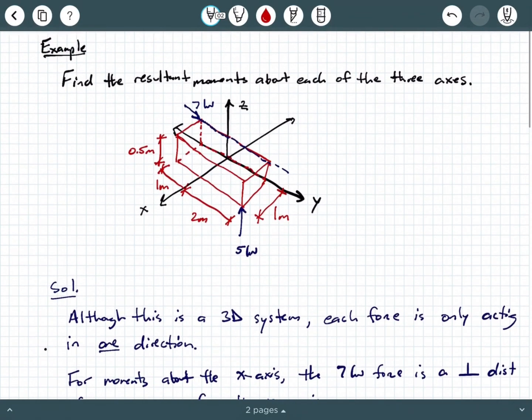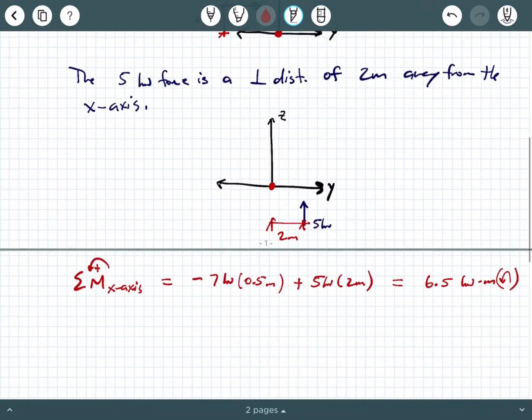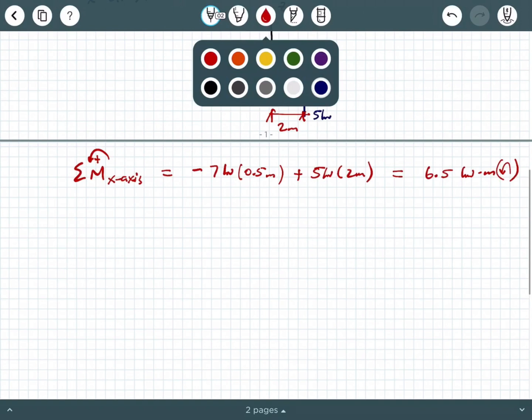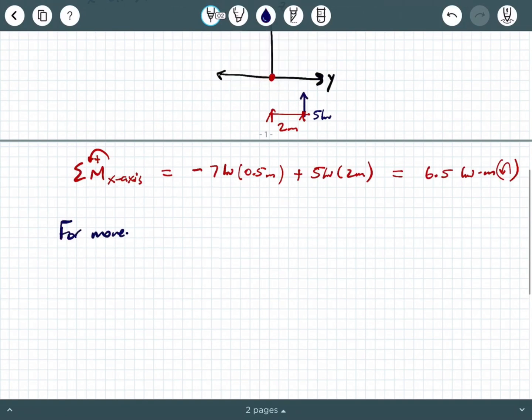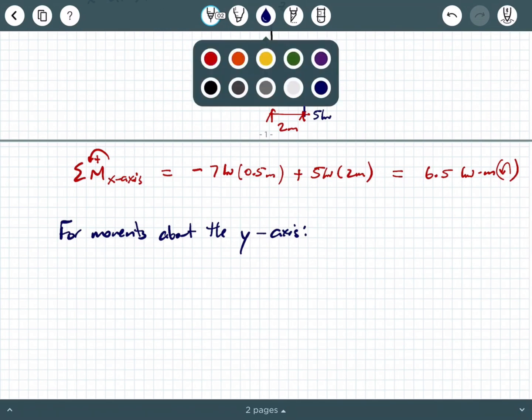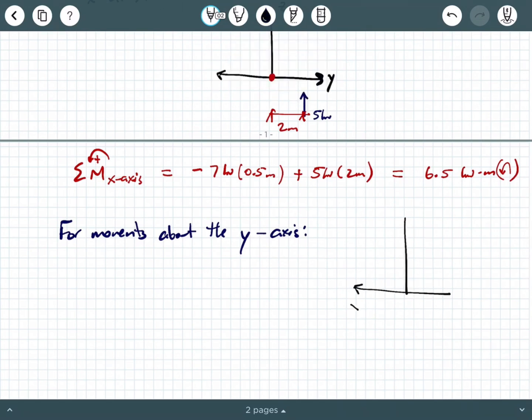What about the moment about the y-axis? Okay, let's remember the problem said what are the moments about each of the 3 axes. So how are moments generated about this y-axis? The first thing I'm going to do is draw my xz plane. So for moments about the y-axis, I can sketch here's x and here's z. That's what I accidentally drew earlier for a second.